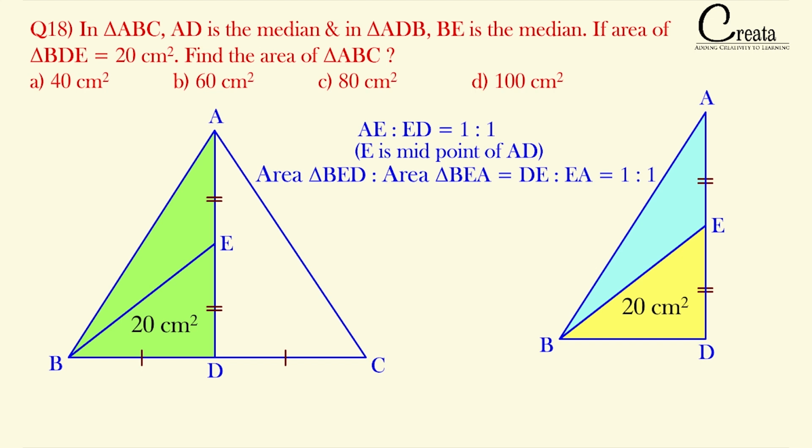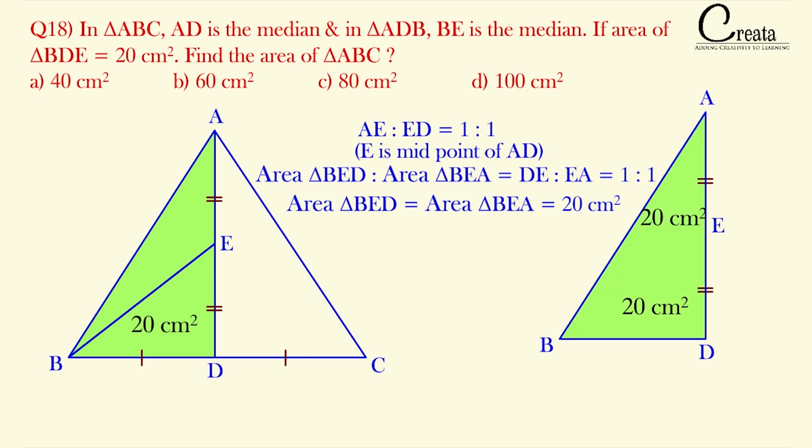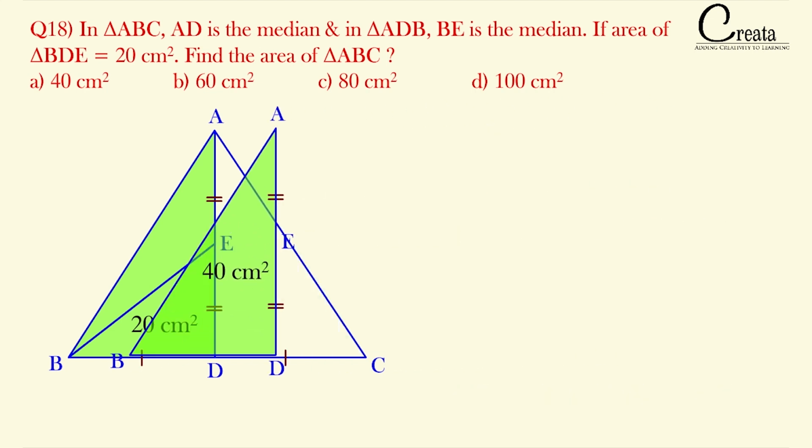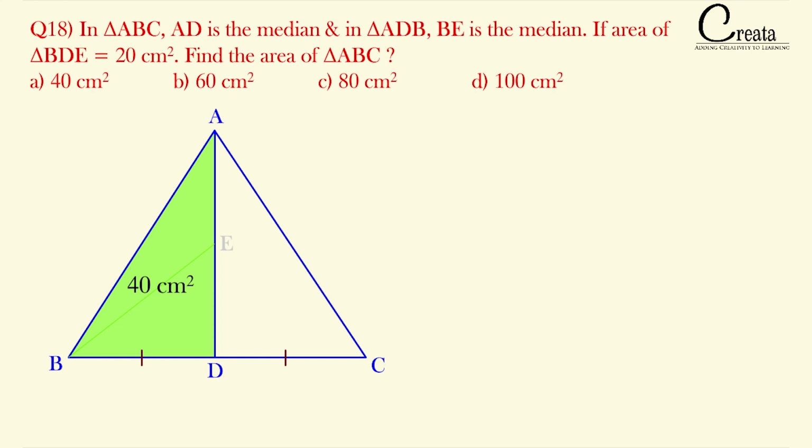That is, the ratio of DE to EA. So the areas of both the triangles will be the same, and the area of triangle BDE is given as 20 cm square. So we got the area of triangle BEA as also equal to 20 cm square. So for this triangle ABD, we can say the area of this complete triangle is equal to 20 plus 20, that is 40 cm square. Okay, so we got the area of triangle ABD as 40 cm square.